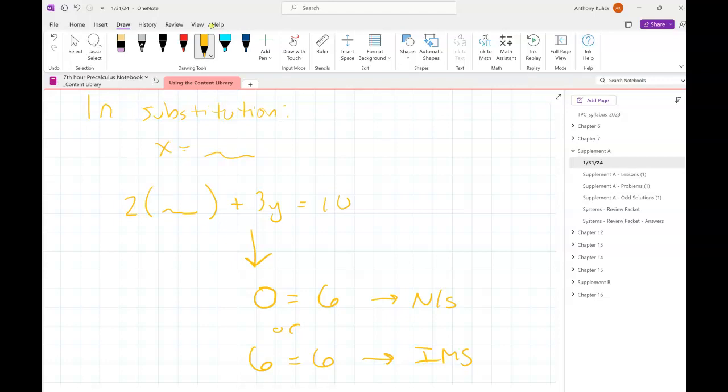So after you plug the one equation into the other, and you try to solve for the variable, all the variables are going to disappear, which is fine. If you're left with a true statement like 6 equals 6 or 5 equals 5 or 0 equals 0 or whatever, that's infinitely many solutions. If you're left with a false statement like 0 equals 1 or 9 equals 6 or 15 equals 4/3, that's no solution.